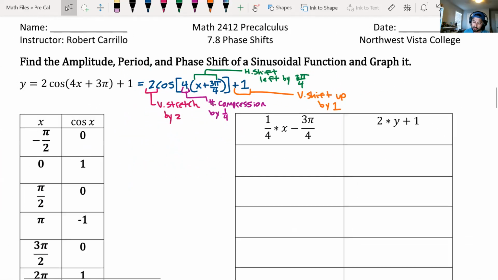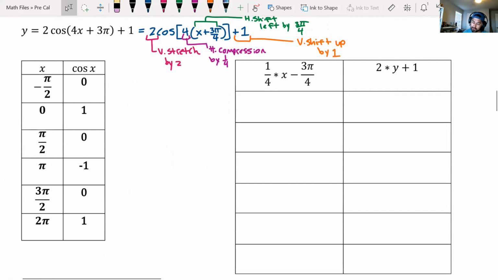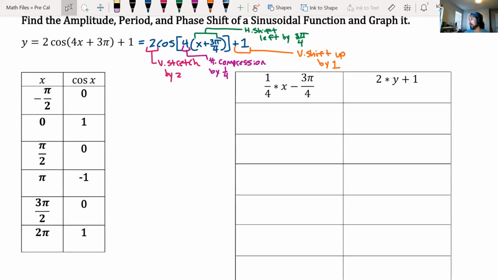Woohoo! So there are the parent function coordinates for cosine. And now we're going to transform it. So this means for my x values, I multiply them by 1/4, and then I subtract 3 pi over 4. For my y values, I multiply them by 2, and then I add 1. All right, let's get started.